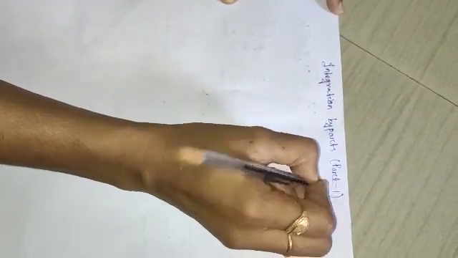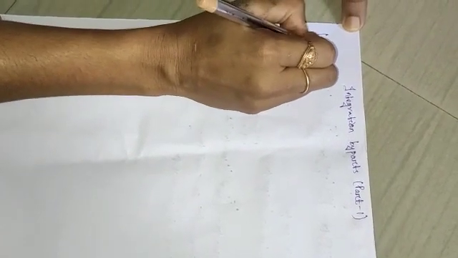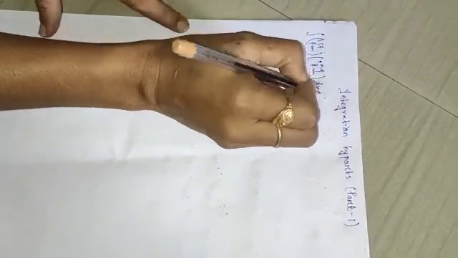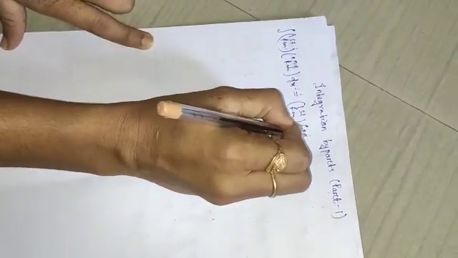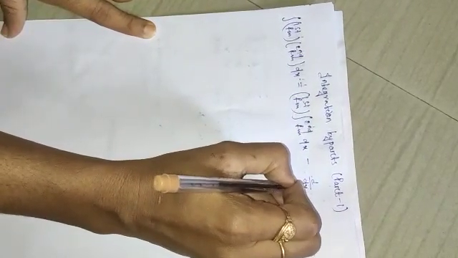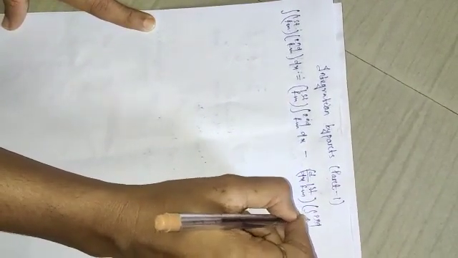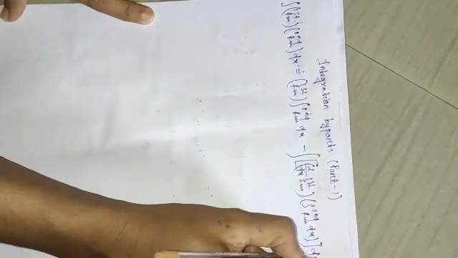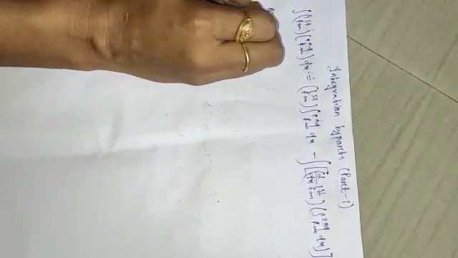In part 1, as we already discussed, the integration by parts formula is: integration of the first function into the second function with respect to x is equal to the first function as it is, times the integration of the second function with respect to x, minus the integration of the derivative of the first function into the integration of the second function with respect to x, again the integration of the whole product. So this is the integration by parts formula, and in today's class let's discuss some other problems.